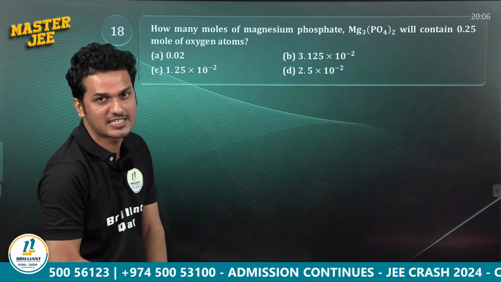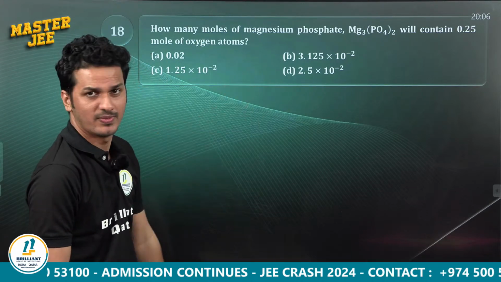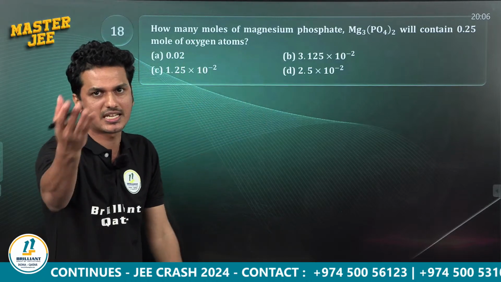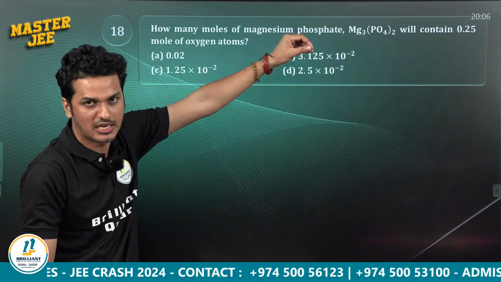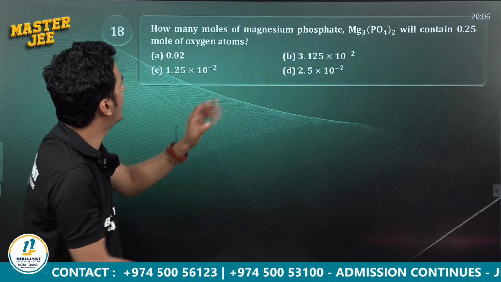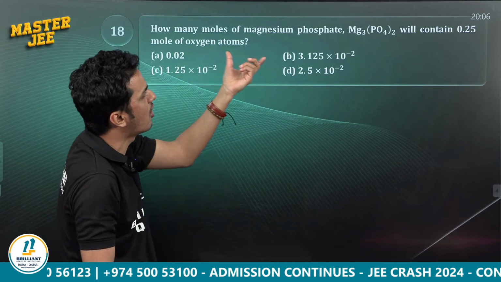This is the next question, guys. How many moles of magnesium phosphate will contain 0.25 mole of oxygen atom? The same question we discussed in the class, and I put that same question in your exam also, because it's important. So what's the idea? They are asking how many moles of magnesium phosphate will contain 0.25 mole of oxygen atom.